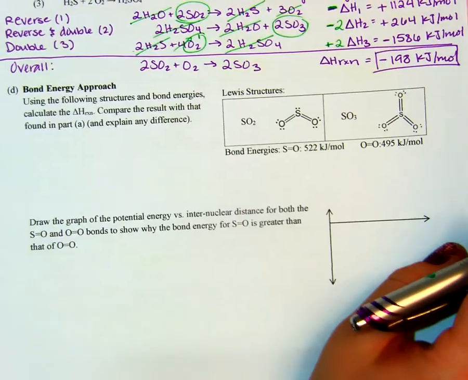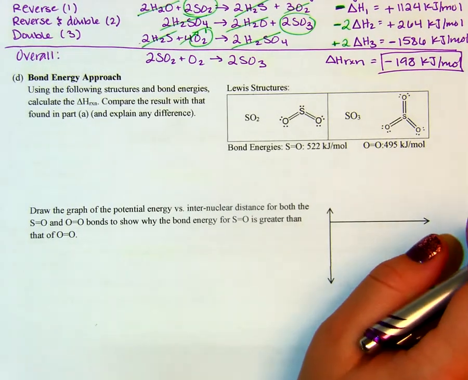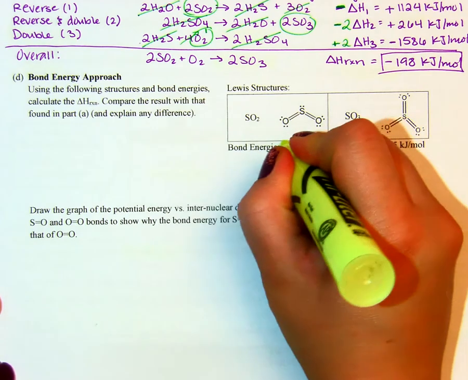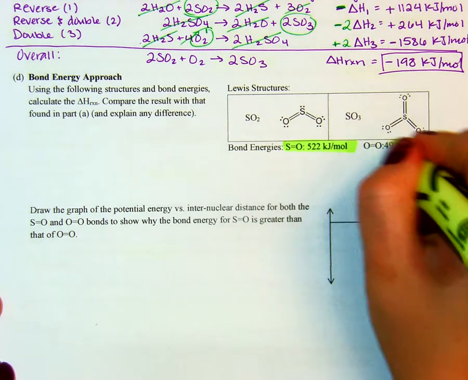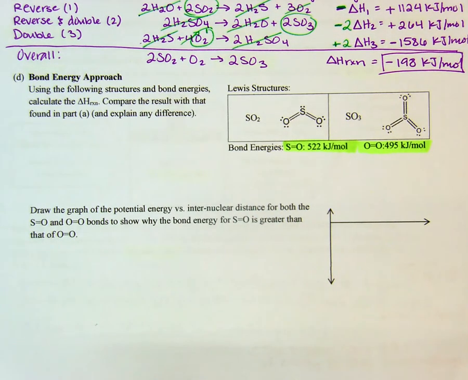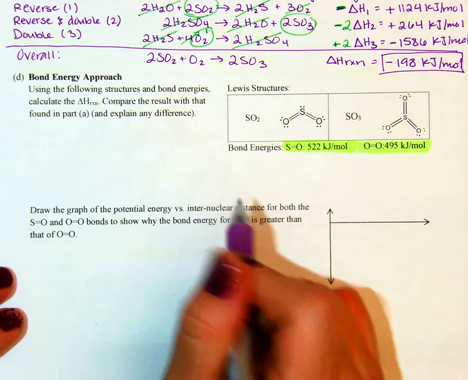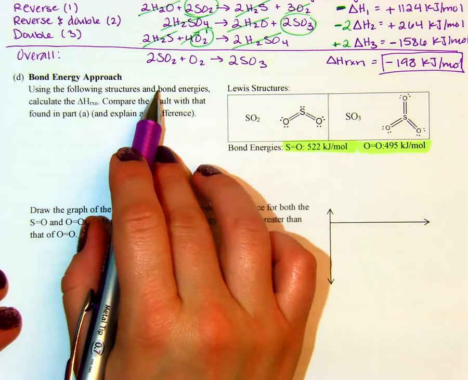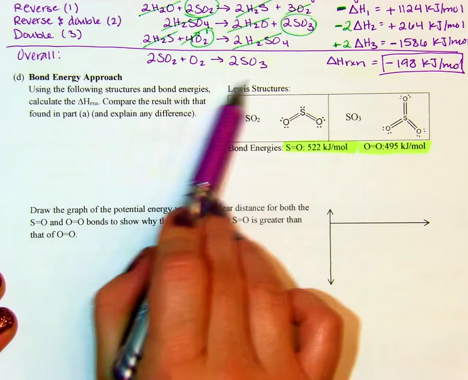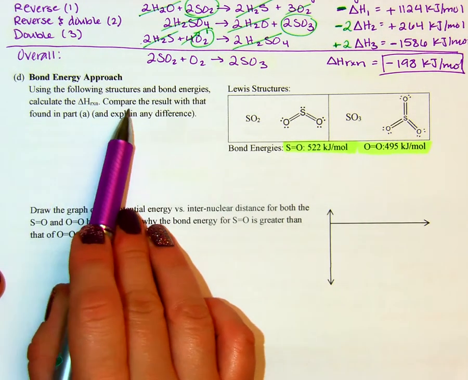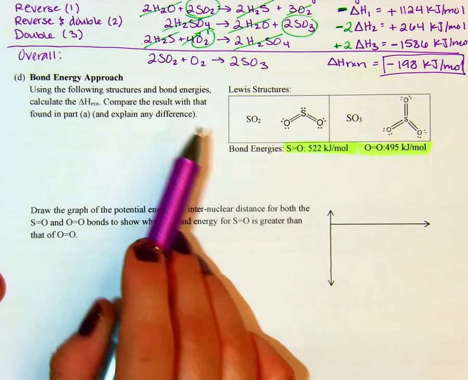Okay, our last approach that we're going to take is the bond energy approach. And this one I think is the most interesting because we're going to be actually looking at the energies of making and breaking bonds. And I want you to notice we are given our bond energies here. Here's our bond energies for our 2 different kinds of bonds we're going to be dealing with in this reaction. And we're going to refer to those a lot. So I'm just going to rewrite our equation, the same equation we had at the beginning, so we don't have to keep going up. Actually, it's right here. We can just look at it right here. All right, so use the following structures and the bond energies, calculate the delta H of reaction. Compare the result with that found in part A and explain any difference.